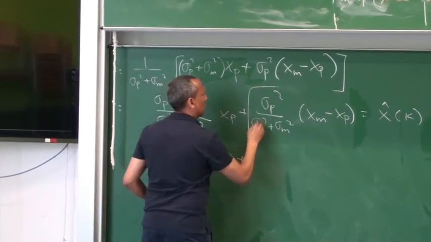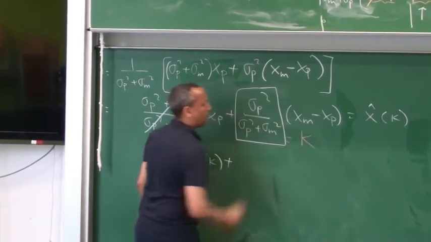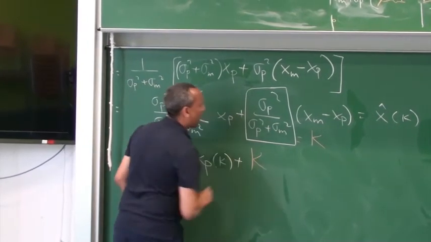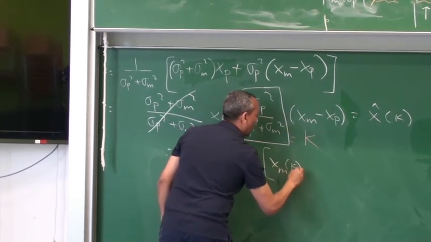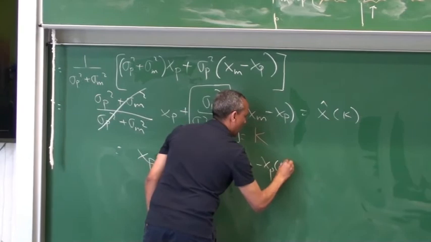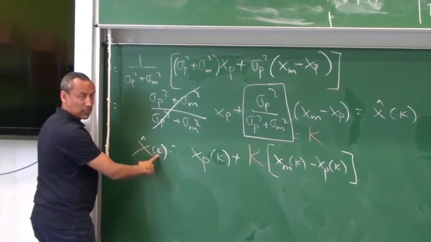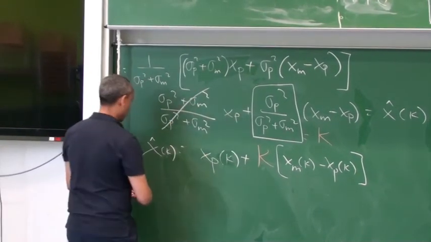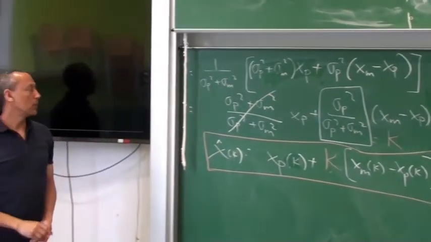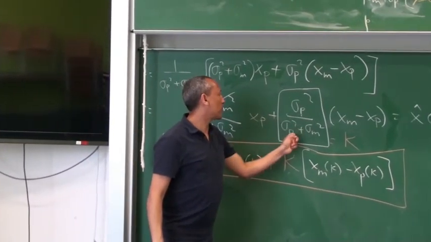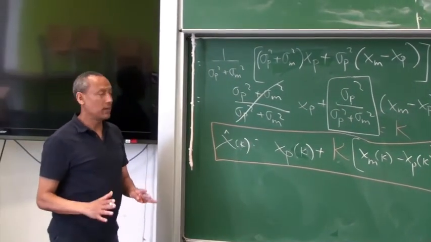Now let's call this capital K, which stands for Kalman constant. Okay? So capital K, here we have xn of k minus xp of k. This is x hat of k. This small k is a time instance. This is Kalman constant. Don't confuse. Okay? So this was the Kalman expression. K being sigma p squared over sigma p squared plus sigma n squared. This is the Kalman formulation.